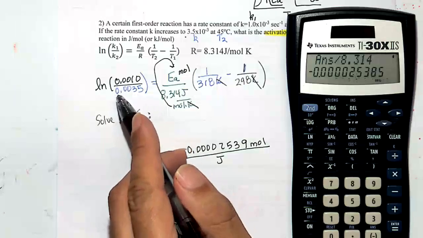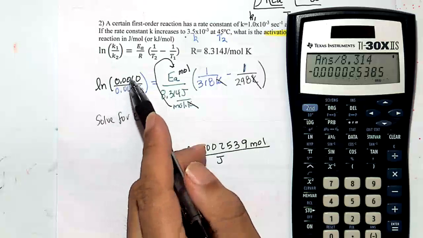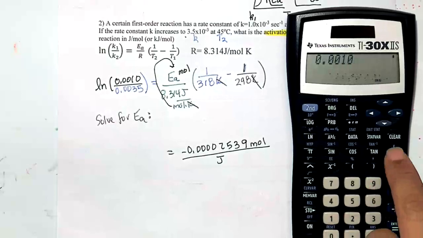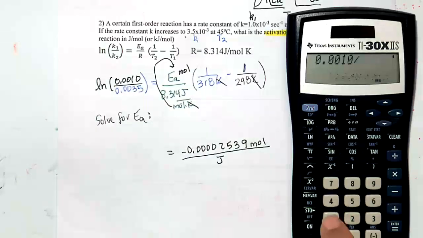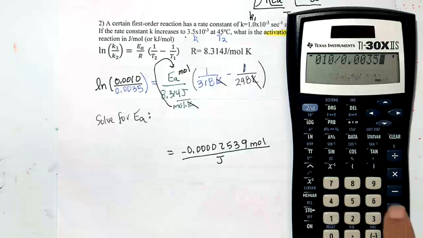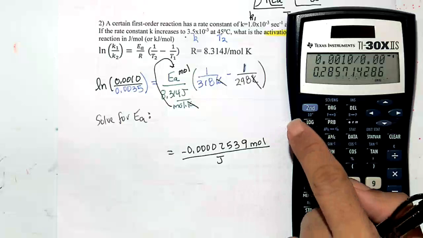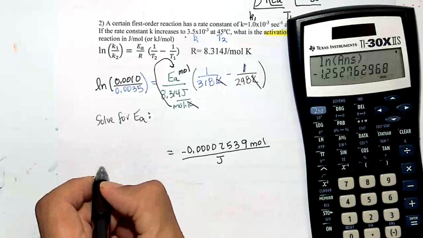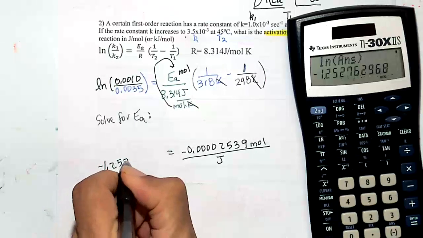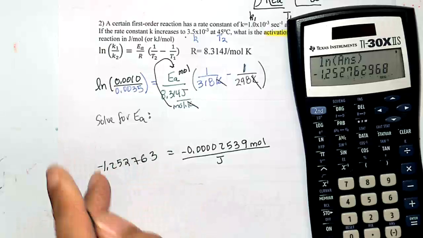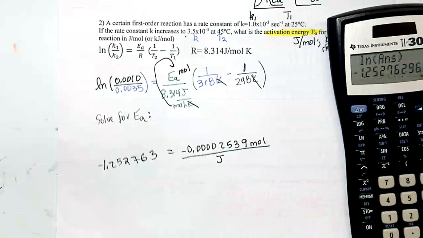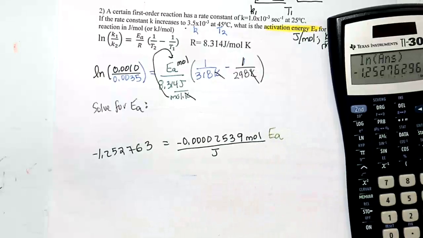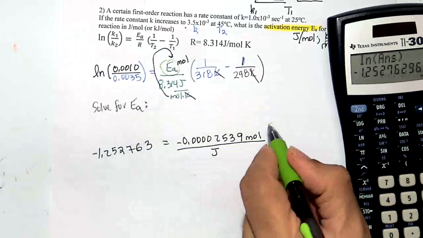And then what's the natural log of 0.0010 divided by 0.0035? Okay, we're going to do this fraction first. 0.0010 divided by 0.0035, and I'm going to take the natural log of this. And I'm getting minus 1.2527. I'm just putting some extra digits here. By the way, there's an EA here I forgot to mention. Yeah, there we go. There's the EA.